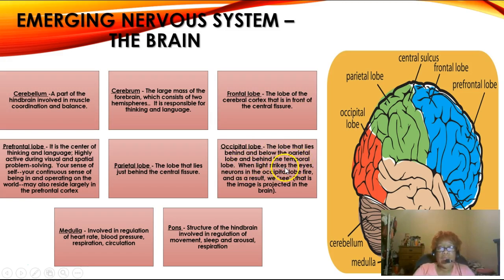parietal lobe, behind the temporal lobe. When light strikes the eyes, the neurons in the lobe fire, and as a result, we see. That's why it is so important with head trauma that you do not fall on the back of your head. If you fall on the front of your head, severe head trauma can damage your memory, thought processes. So be sure you know the structures of the brain and the nerve system.